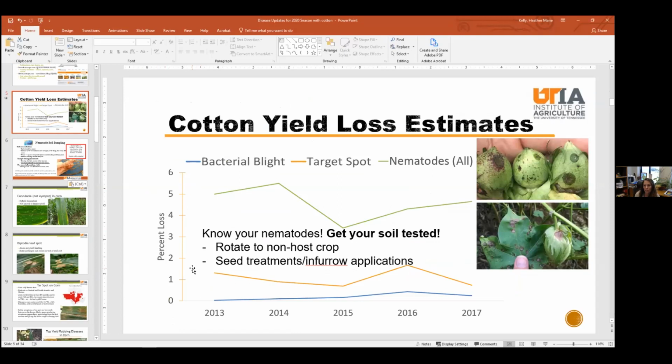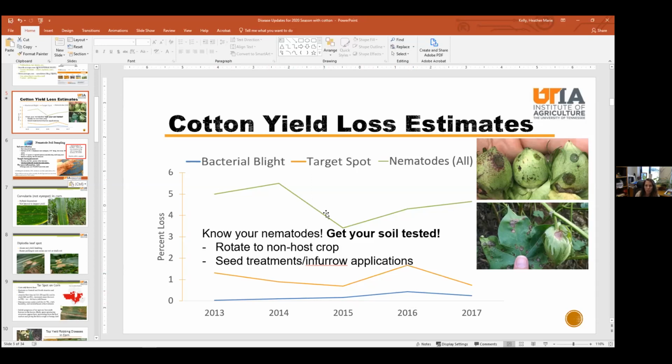I mainly focused on target spot, and I mentioned bacterial blight, which are foliar diseases, and bacterial blight can get on the bolls. But this is the average yield loss over our cotton acres in the US, not just Tennessee. And you can see bacterial blight is very low, a little bit of an uptick when we saw an increase in bacterial blight in '16. Similarly with target spot, '16 was a really big year for target spot.